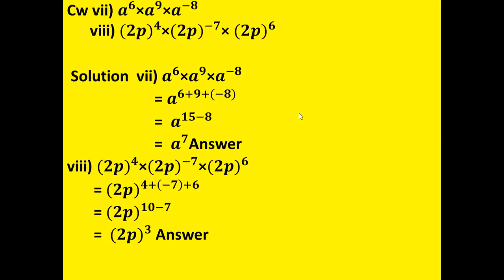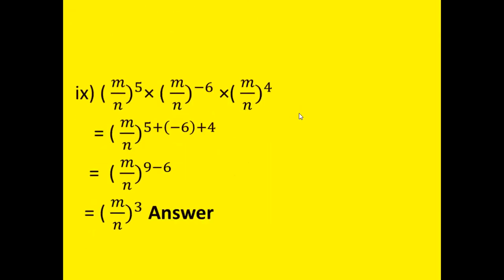Now let's move to the next slide. Look here, m by n power 5, m by n power minus 6, m by n power 4. Then you have to write only one m by n. Then all the powers will be added. Then 5 plus 4, 9, 9 minus 6, it will be 3. M by n power 3 is the answer. Don't forget to put it in bracket.